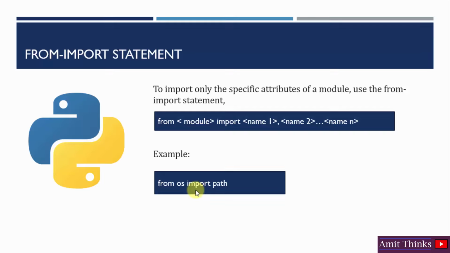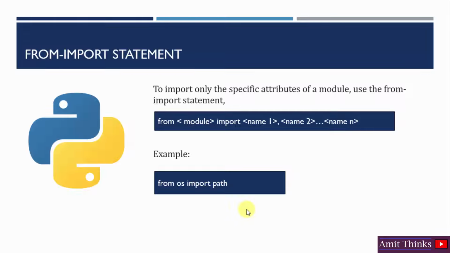Another, you can see we have the from import statement. If you want to only import specific attributes of a module, you can use this from import statement. Let's say we have the os module. Within that we only want to work with the path attribute, so we can directly use the from import statement and import path. That means from module name, here os is the module name, and import path means importing only the specific attribute, that is path here. In this way you can work with import and from import statements.